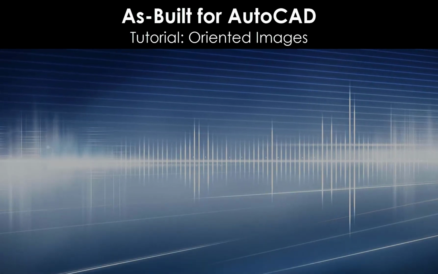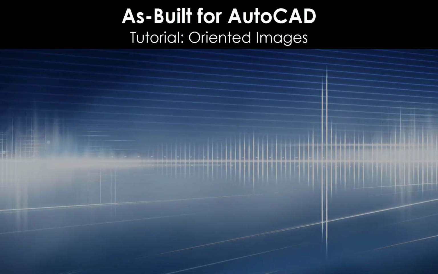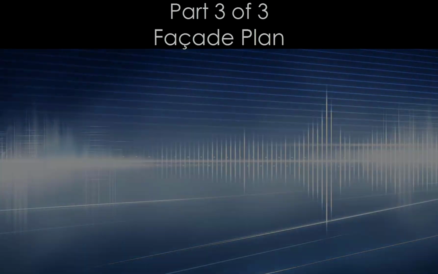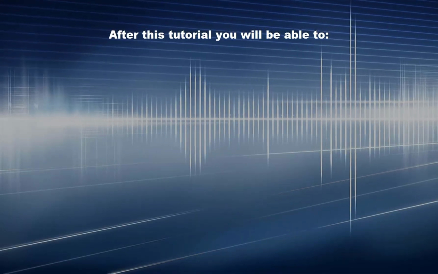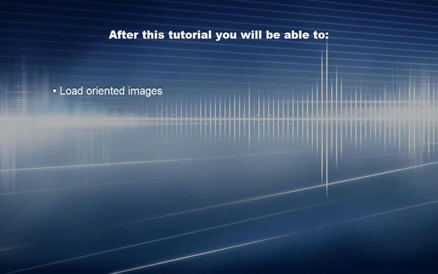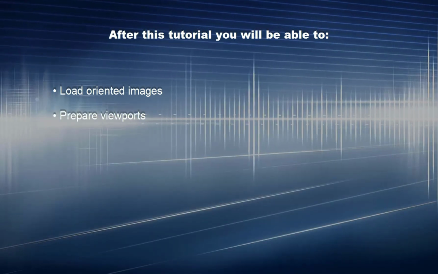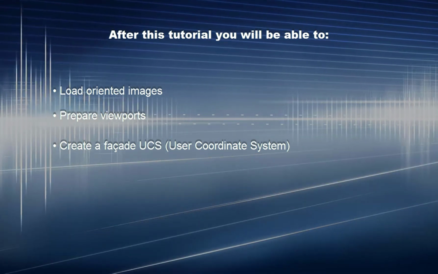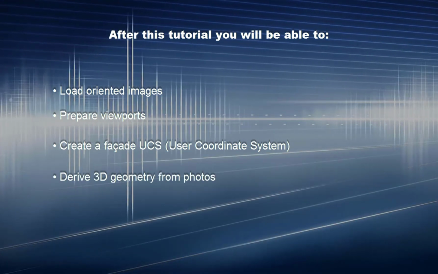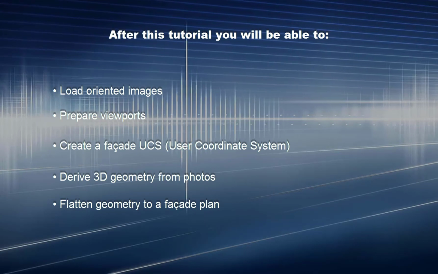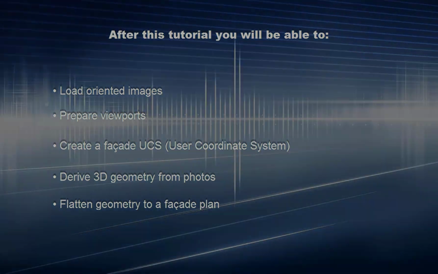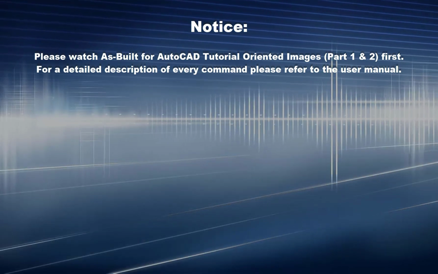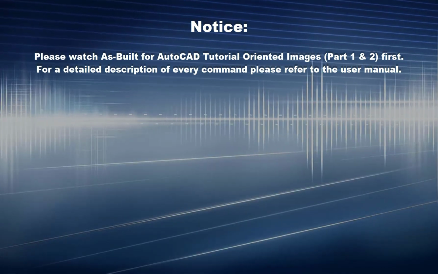As Built for AutoCAD tutorial, Oriented Images, Part 3 of 3, Facade Plan. After this tutorial, you will be able to load oriented images, prepare viewports, create a facade UCS, user coordinate system, derive 3D geometry from photos, and flatten geometry to a facade plan. Notice, please watch As Built for AutoCAD tutorial Oriented Images Part 1 and 2 first.